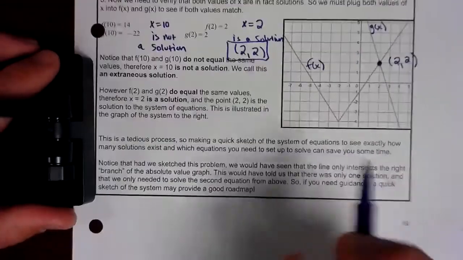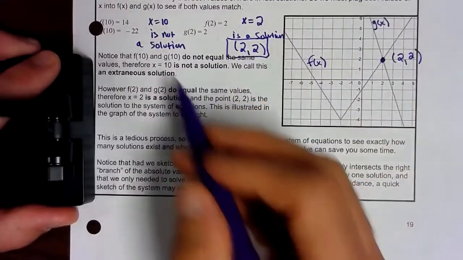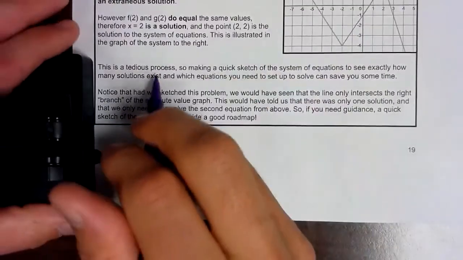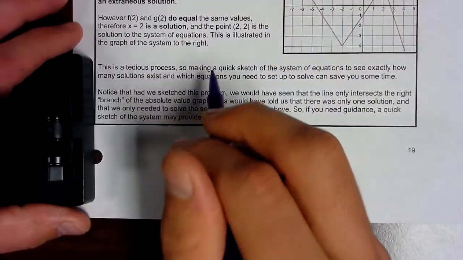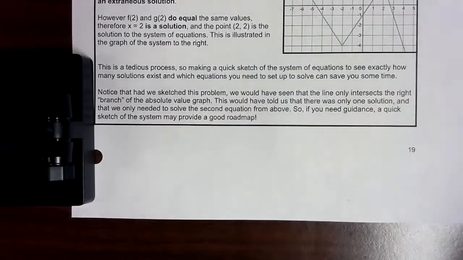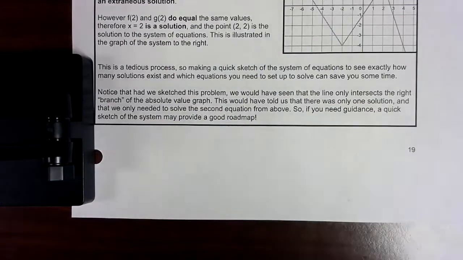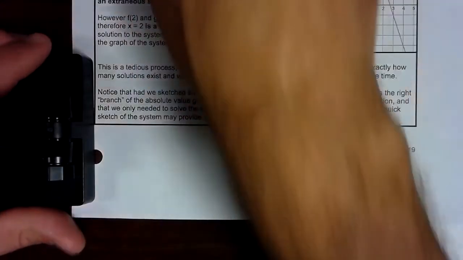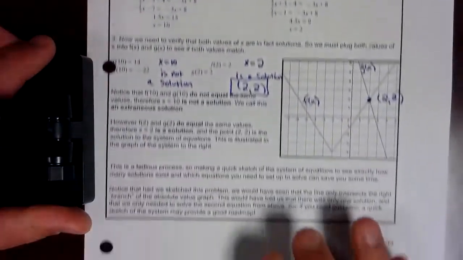So this is explaining what I just went through. Again, you can use that as a resource. And the last couple things. This is a very tedious process. If we can make a quick sketch of the system, it really helps us narrow down what we need to focus on. And I'll show you what I mean by that as we go through a few examples. Okay, so again, this is a great page to use as a resource as you work through the entire lesson.